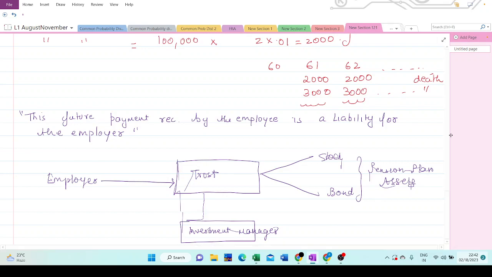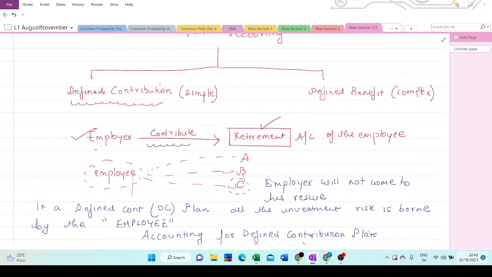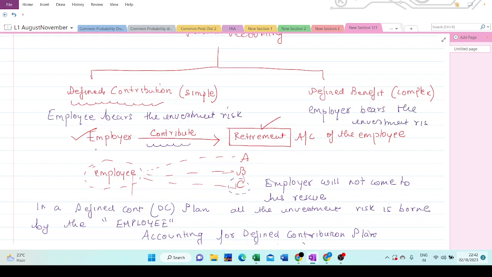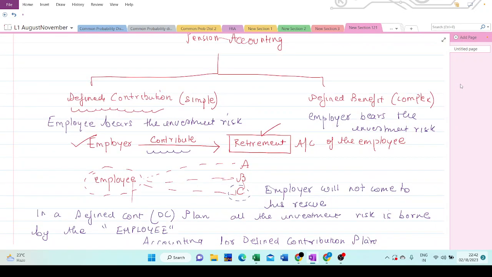So the primary difference between defined contribution and defined benefit plan is that in a defined contribution plan, the employee bears the investment risk. And here the employer bears the investment risk. Okay. So this is the difference between a defined benefit and a defined contribution plan.